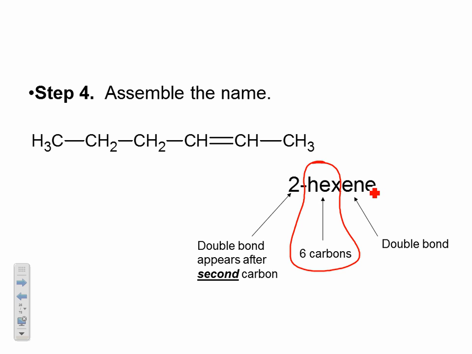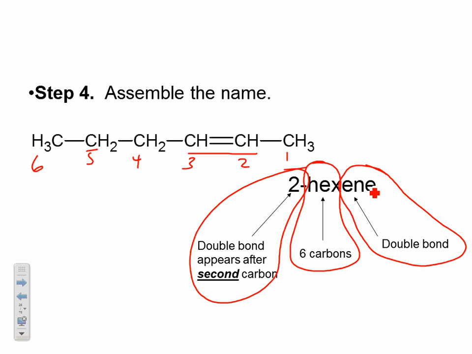So I use the hex prefix. This compound also contains a double bond here, so I use the -ene suffix. But then I had to number the chain 1, 2, 3, 4, 5, 6, so that the double bond was closest to the number 2 carbon. So the number that I use is 2. So I would say this compound is named 2-hexene. The 2 out in front is telling me that the -ene starts at the number 2 carbon. That's what that number is saying.